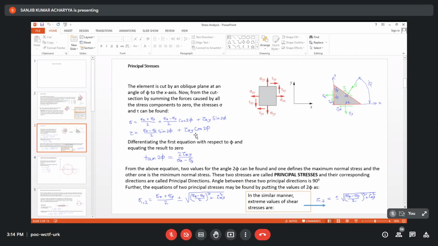So designer's interest, the principal stresses. A member is subjected to a biaxial load or triaxial load. In case of triaxial load, there will be three principal stresses. So either triaxial, or I am referring to biaxial, you can extend it to triaxial also. There are two extreme stresses, one maximum, another minimum. Normal stresses will be obtained. Designer's interest is here. Clear?